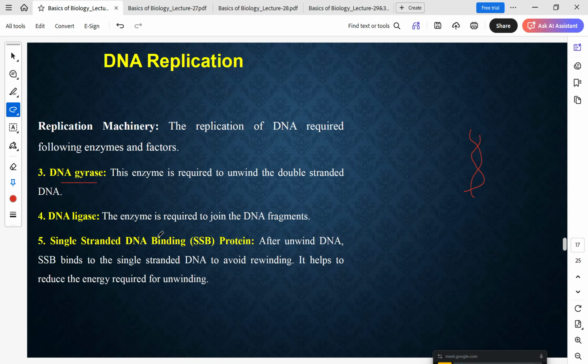DNA ligase is required to join the DNA fragments. So, in case of 5 prime to 3 prime, there is a continuous synthesis that occurs. However, in case of 3 prime to 5 prime strand, the replication happens in short strands, and these are later joined by DNA ligase. There is a single stranded binding protein involved that keeps itself bound to the unwound DNA so that it does not start rewinding again.